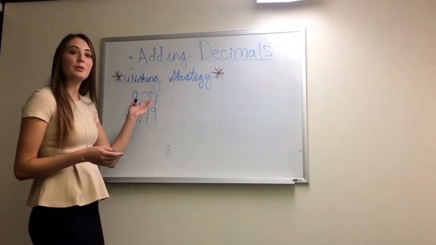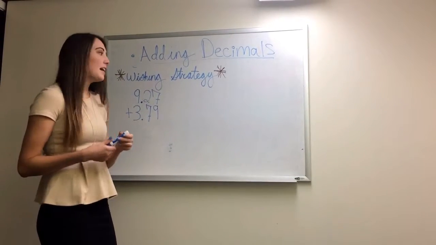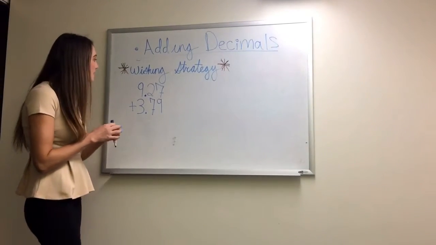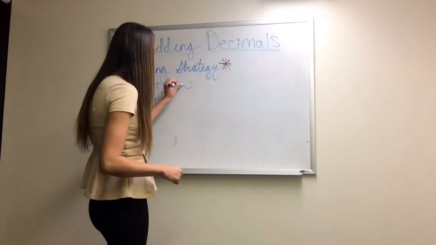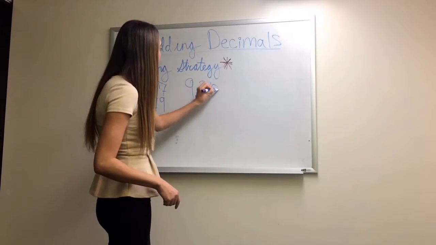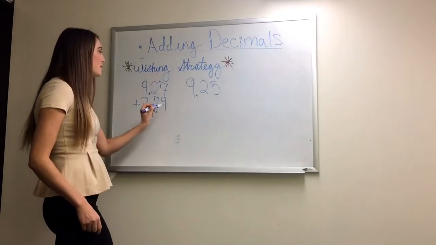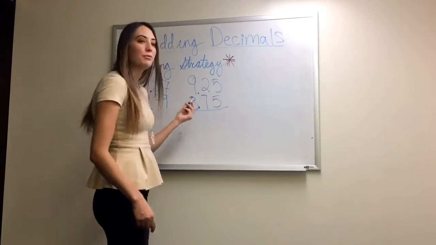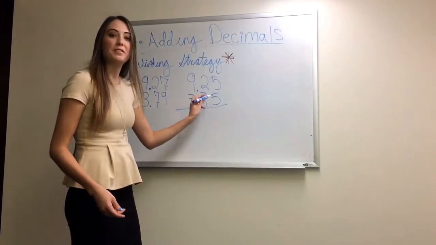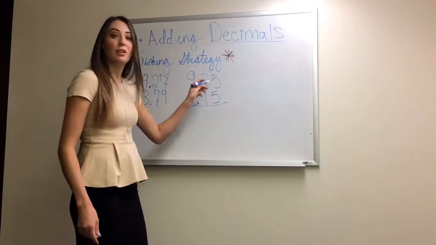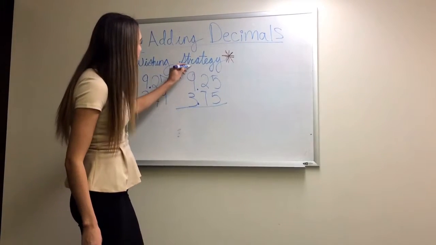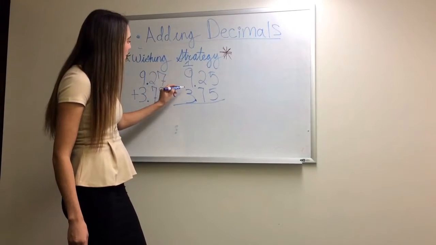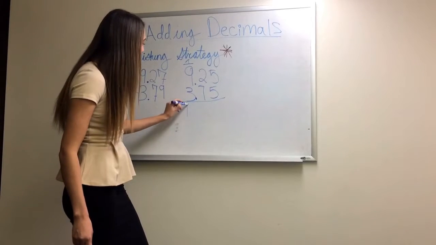One way we could do it is by using the wishing strategy. And what we do for that is, man, I wish this problem was a little bit easier. I wish that instead of 9.27, it was 9.25, and instead of 3.79, I wish it was 3.75. And you guys have worked with money before. You know that if you have 75 cents and then you get another 25 cents, you have $1. So you get to add $1 up here. So we have 9, 10, 11, 12, $13.